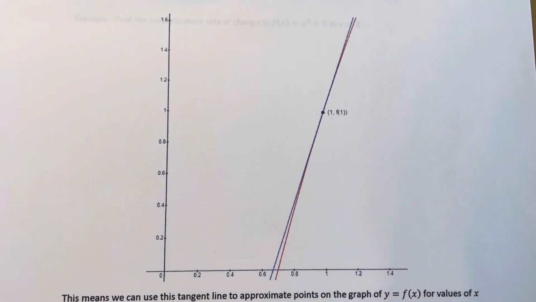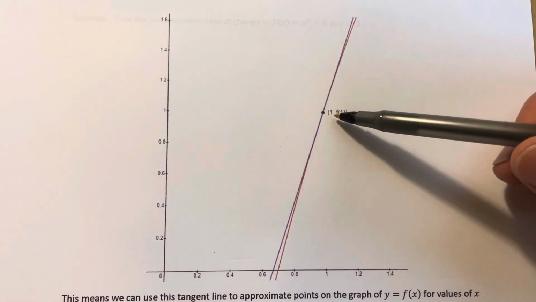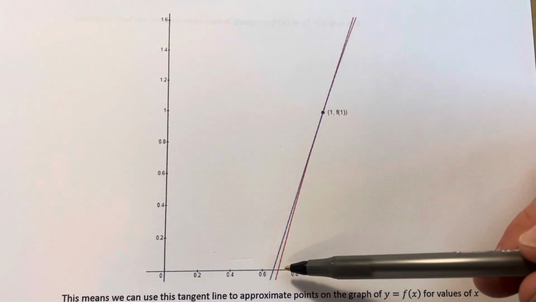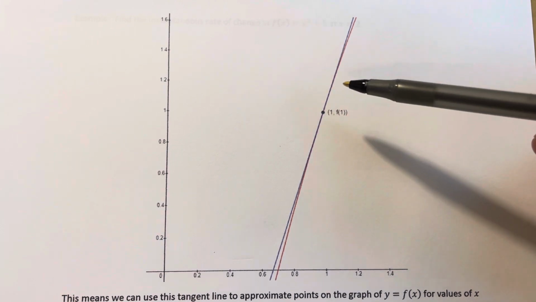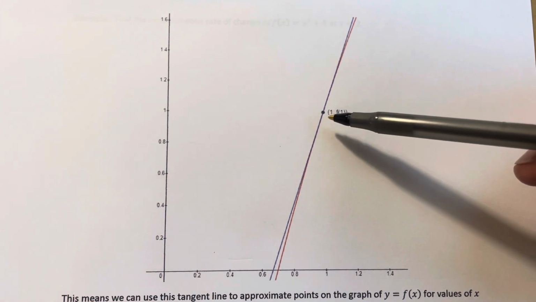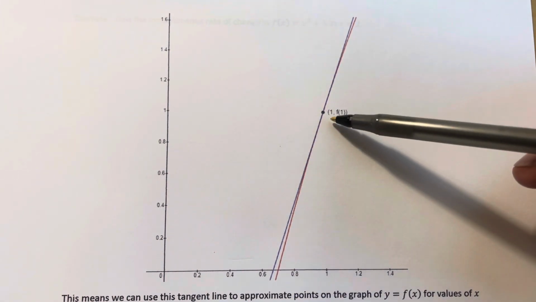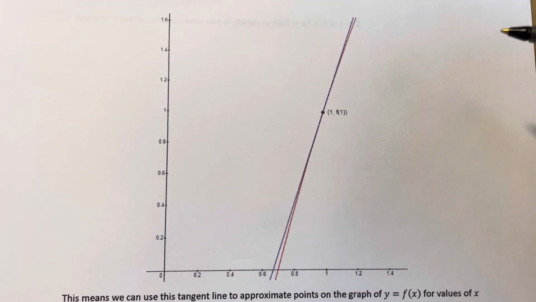So if we can find the tangent line to the graph of a function at a particular value, then we know the slope of that tangent line gives us the instantaneous rate of change in our function at the point that we found that tangent line at.